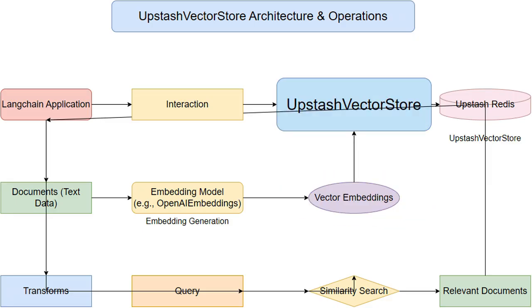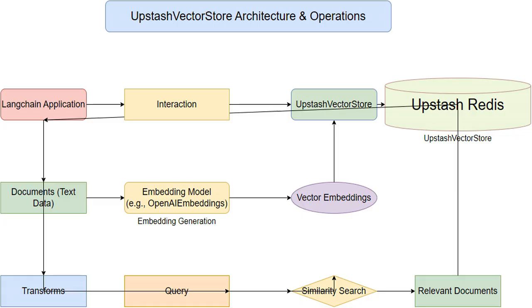This is the text input used to search for similar documents in the vector store. The query also needs to be converted into a vector embedding using the same embedding model used for the documents. Now, this is where the magic happens. This process compares the query's vector embedding to the vector embeddings of all the documents in the Upstash Redis database. Distance metrics, like cosine similarity, are used to rank the documents based on their similarity to the query.